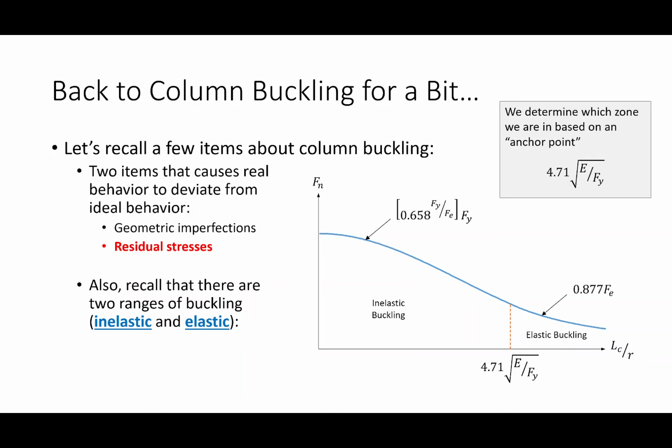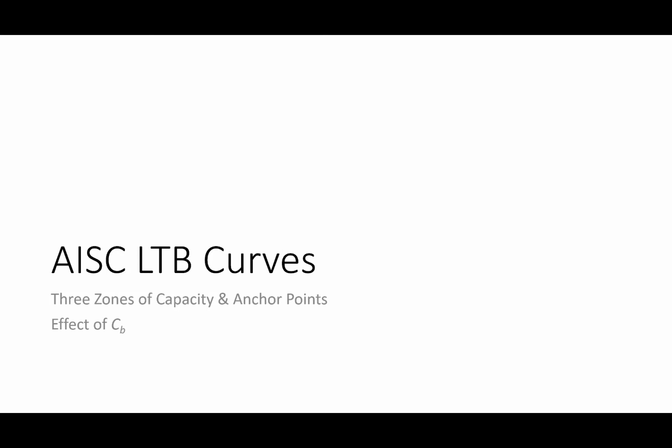Okay, I mention that because I think now we've got enough discussion or enough stuff in our head to start talking about buckling of beams. Okay, so a couple things I'll say is that in columns we had 2 zones of buckling, or 2 zones of capacity, either inelastic buckling or elastic buckling. And in the case of beams, we have 3 zones. Okay, and you'll see those here in a bit.